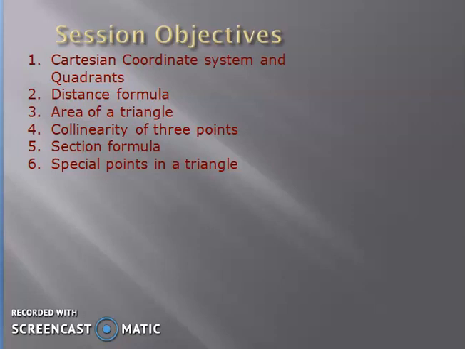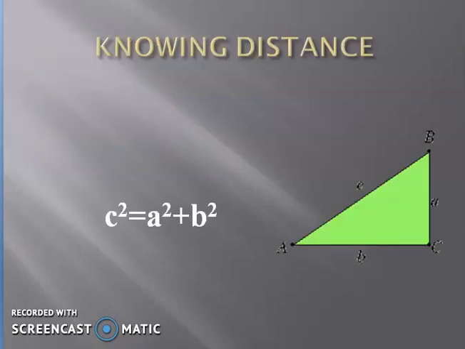In this syllabus, the subject sections are: Cartesian system and coordinates, next the distance formula, third one is area of triangle, the collinearity of 3 points, the section formula, and special points of the triangle like median, orthocenter, incenter, etc.